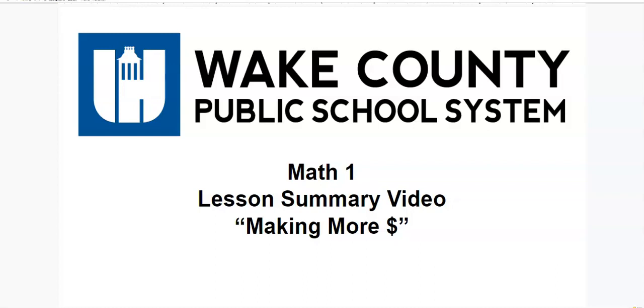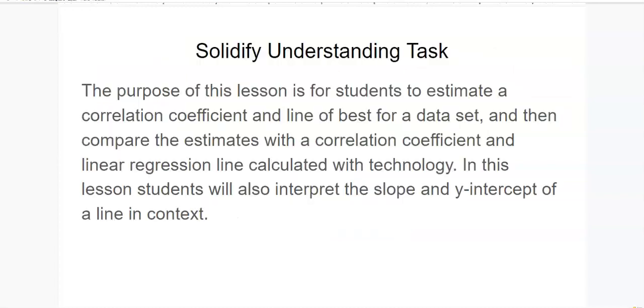This is a Math 1 lesson summary video for the task titled Making More Money. This is a Solidify Understanding task. The purpose of this lesson is for students to estimate a correlation coefficient and a line of best fit for a data set, and then compare the estimates with the correlation coefficient and linear regression line calculated with technology. In this lesson, students will also interpret the slope and y-intercept of a line in context.